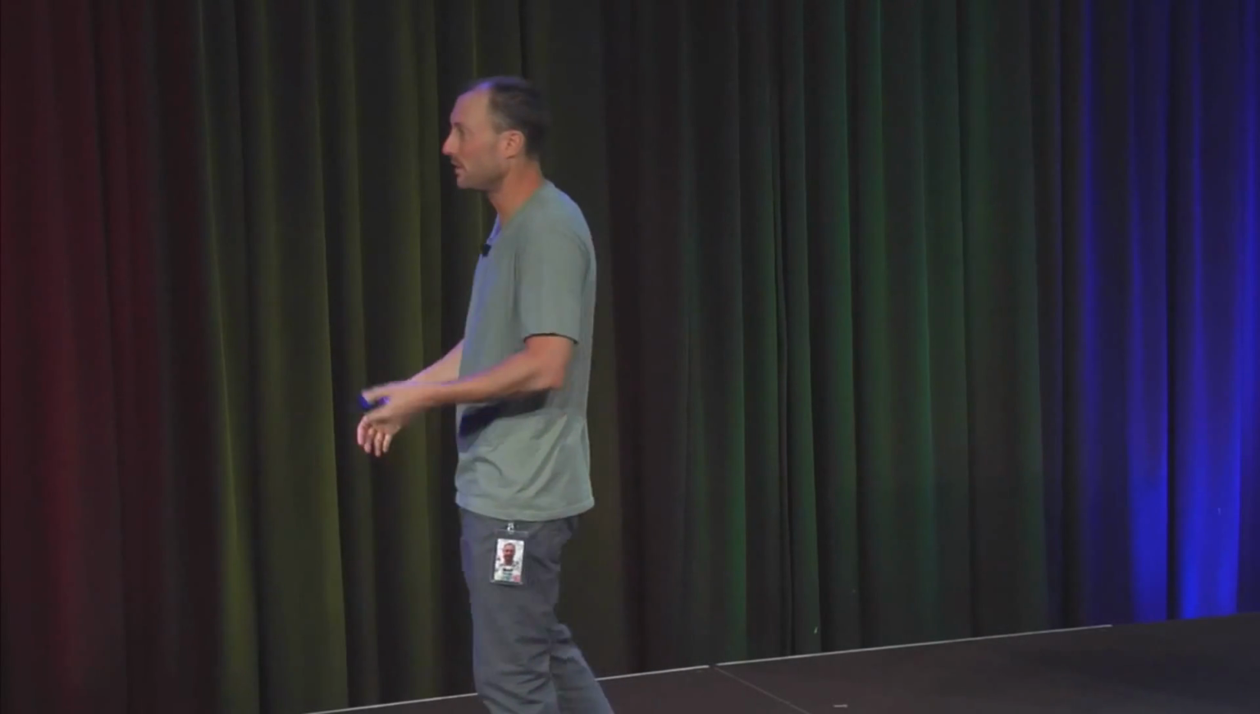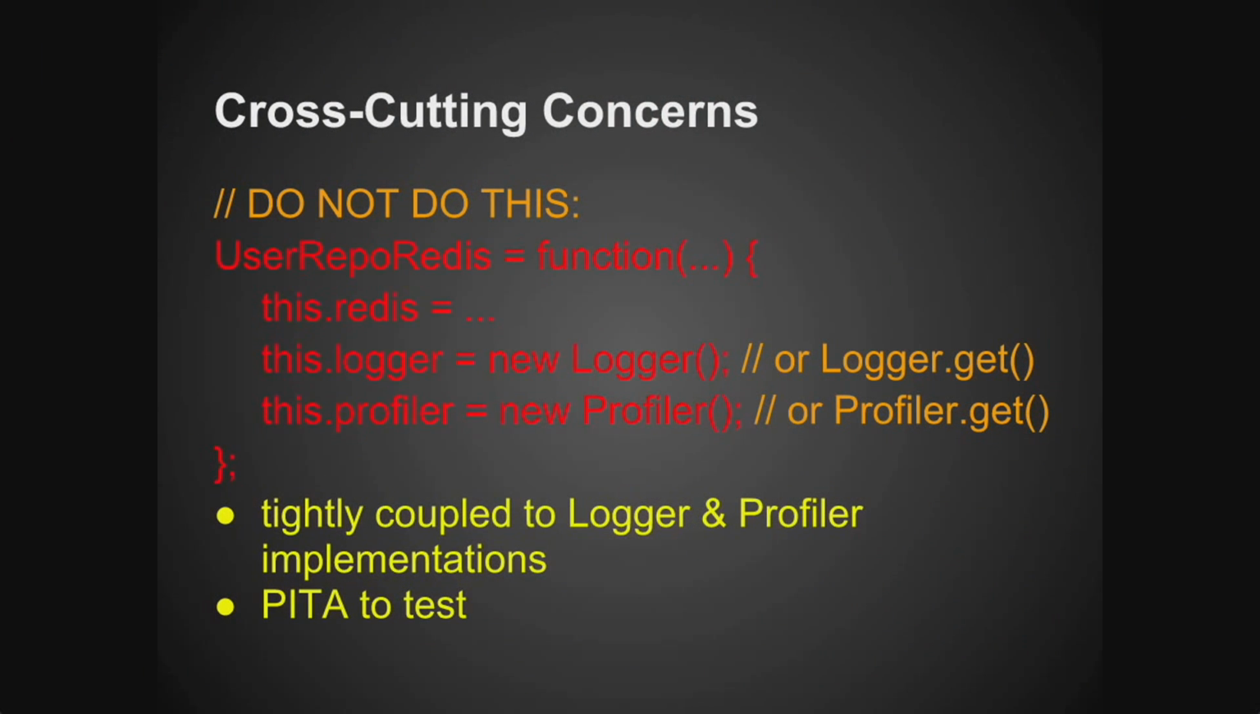Well, let's first look at what we don't want to do. What we don't want to do is what we saw earlier, which is just create new versions of this stuff within a specific implementation. So within my user repo Redis implementation, I don't want to just turn around and call new logger or new profiler. Again, this tightly couples us to those implementations, and it makes things a lot more difficult to test when you have this stuff buried within the object itself. It's a lot harder to mock out and stub this stuff out.